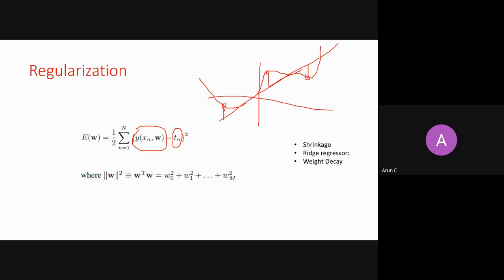Now, because you know geometrically how to control these sharp turns in the curve, you are adding one more constraint to the error function. You say that you want to minimize the error, but side by side you have to put a constraint on the norm of w, and it should also not grow.